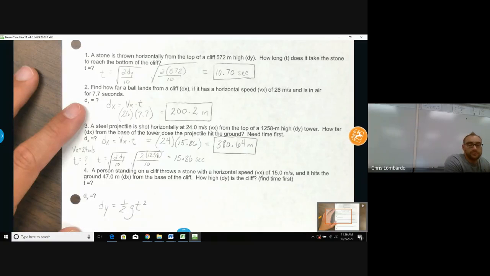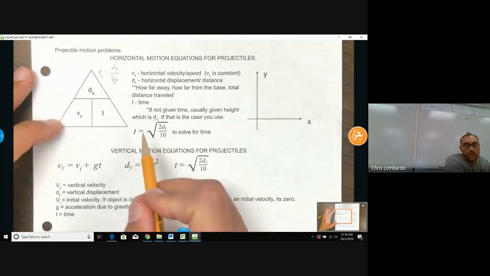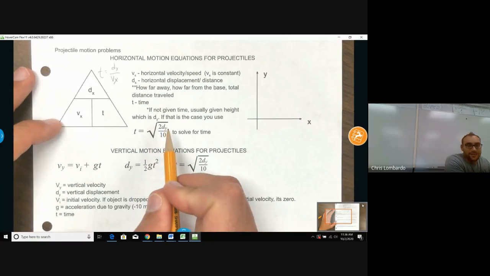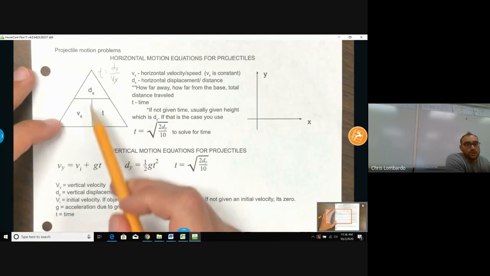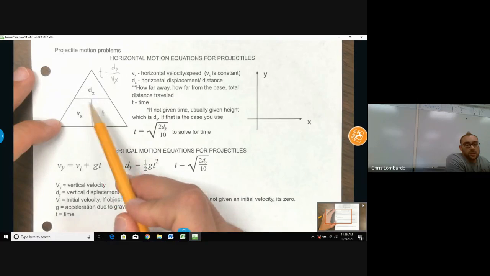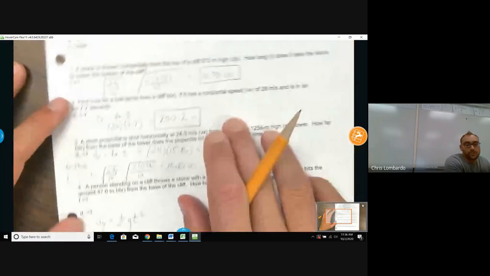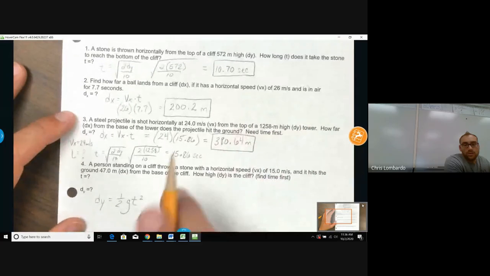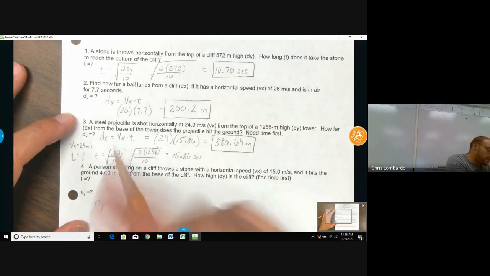So T. Can we use this equation? Yeah, nah, because we don't have the height. We don't have dy. So we go to our other triangle. All right, we go to the horizontal set. T would equal dx over vx. So let's see, do we have both of them? All right, vx, yes, and dx, hell yeah.